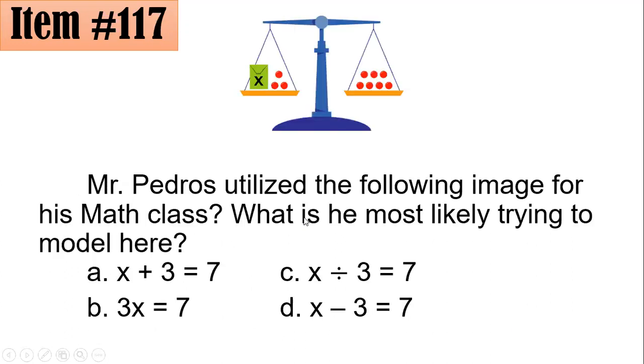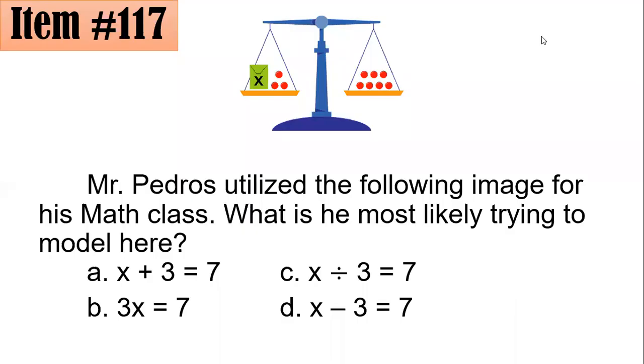117. Mr. Pedros utilized the following image for his math class. What is he most likely trying to model here? X plus 3 equals 7. 3x equals 7. X divided by 3 equals 7. Or x minus 3 equals 7.